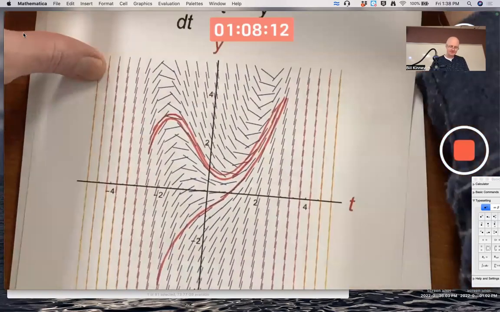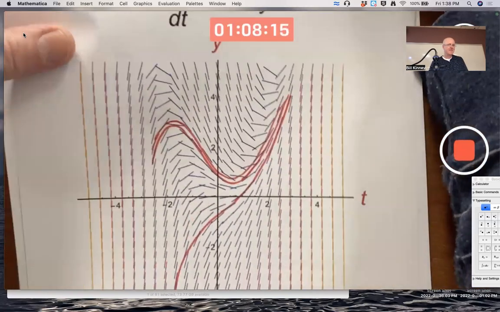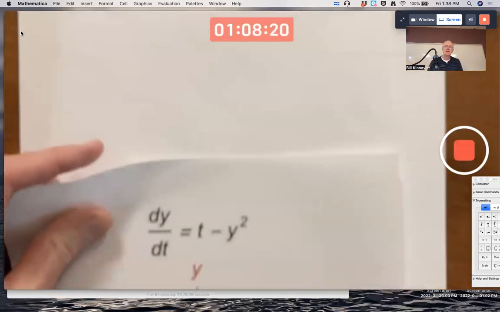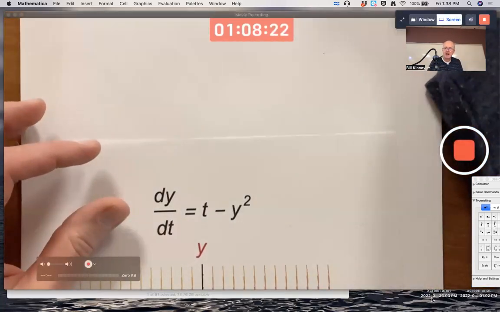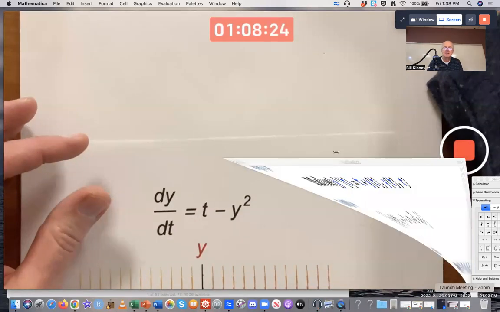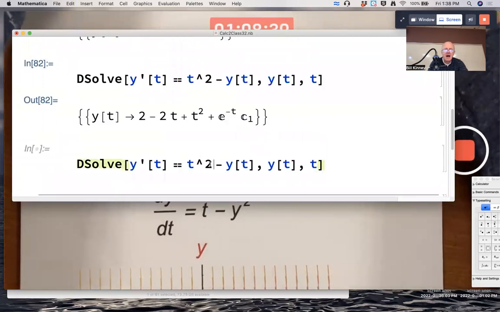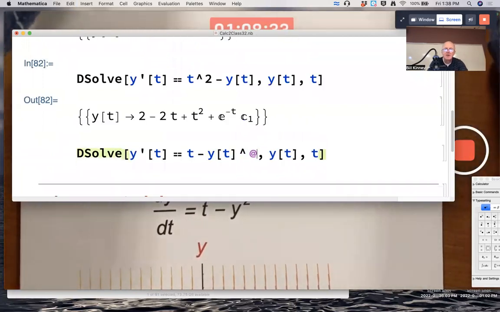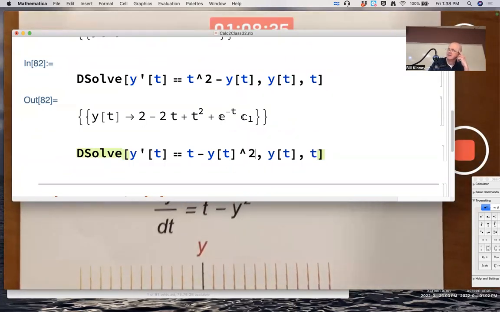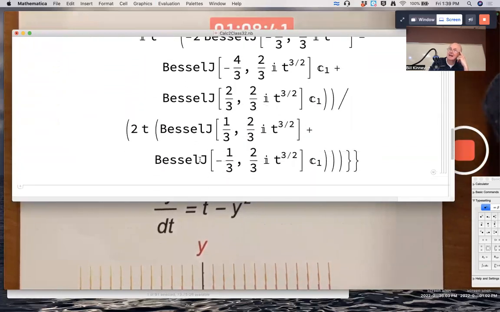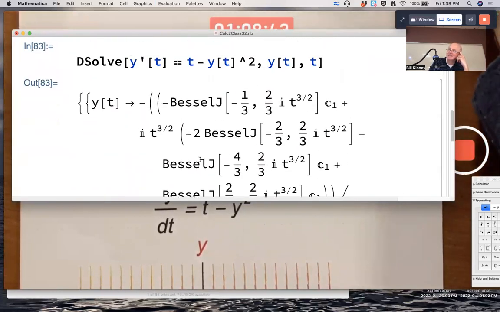Last example. This one's a slope field, actually. t minus y squared. What happens with Mathematica? Something unexpected. Although, maybe by now we should expect something weird. Bessel functions. Ugh. What's going on there? The solution is not an elementary function. That's what's going on.